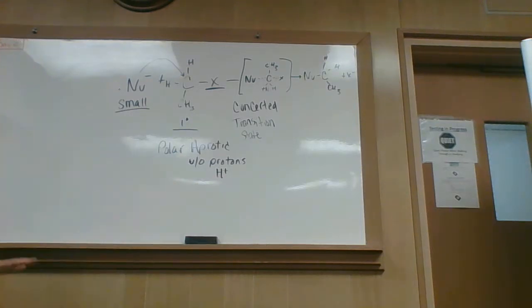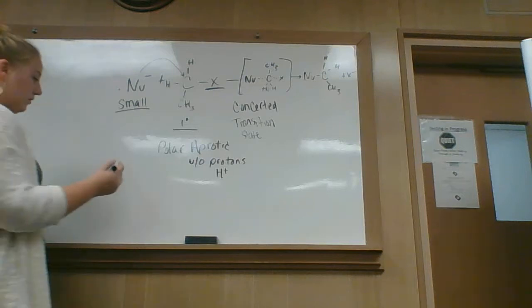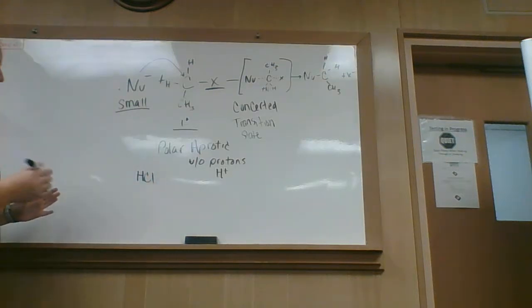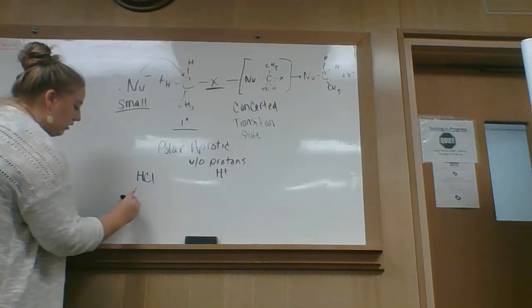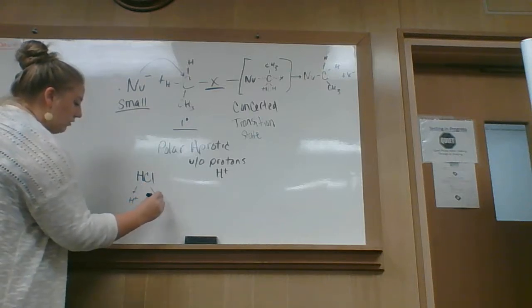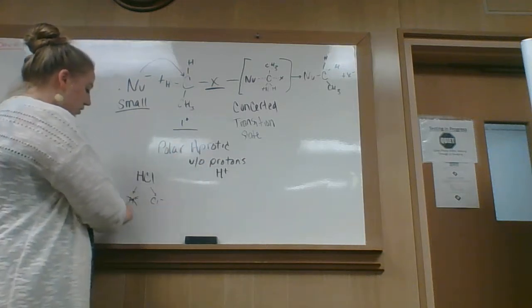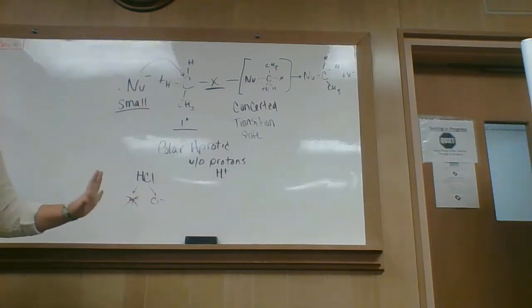So an example of a polar protic solvent would be something like HCl. Hydrochloric acid breaks up into H+ and chlorine minus. So aprotic does not make H+ ions. Okay?